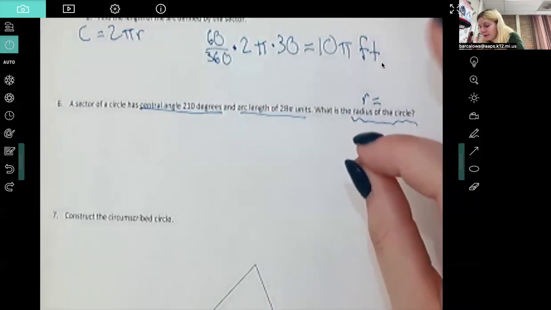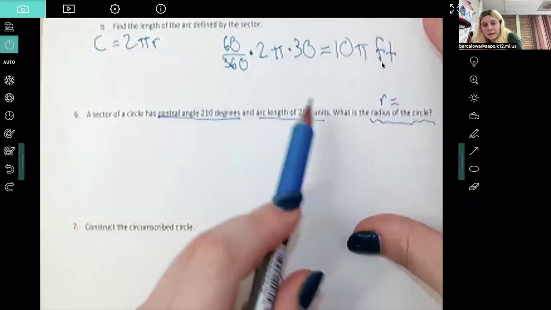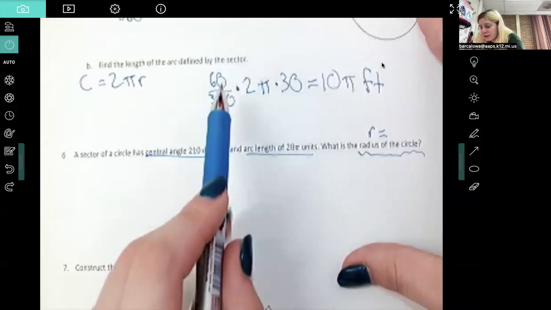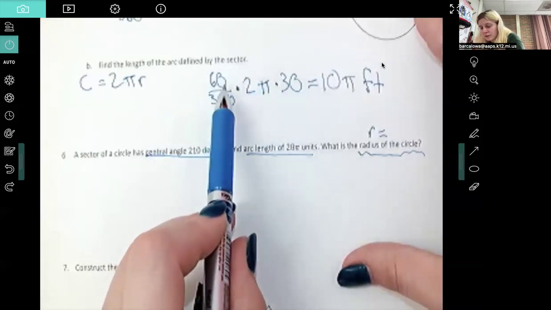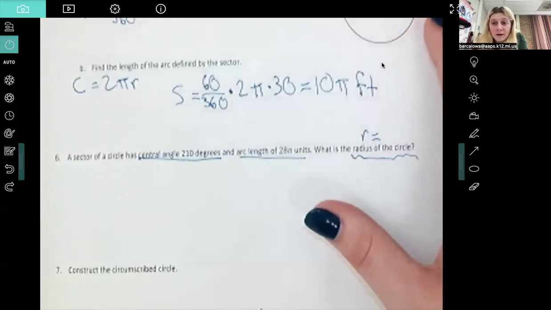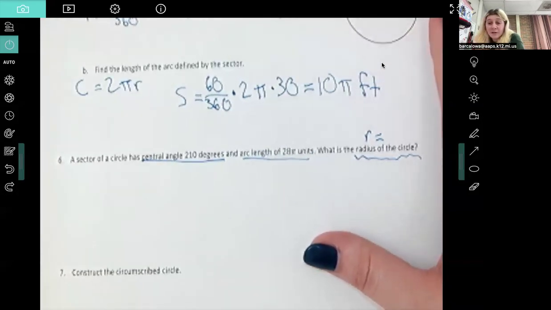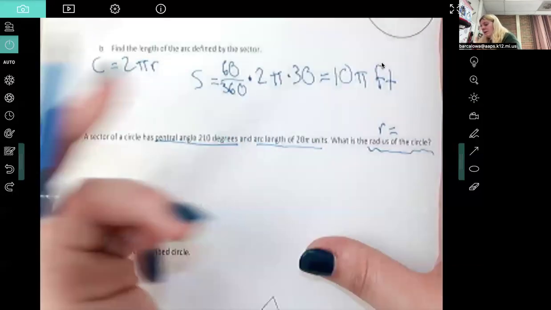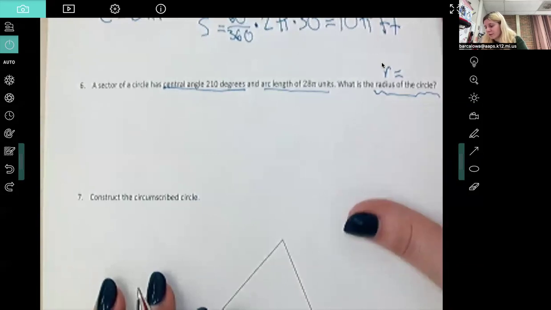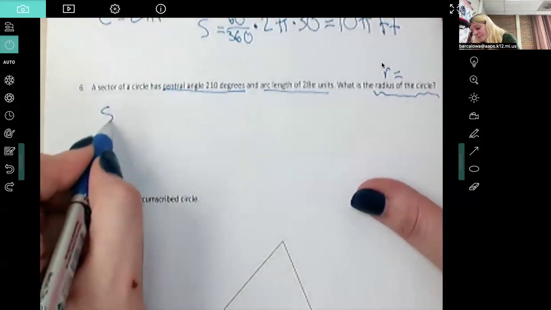So let's think about this. They're giving me an angle and an arc length. Look up here, this was an angle and it gave me arc length. I've been using S with my students. Don't ask me why. We've also been using L. Maybe I'll use L for this one. No, I'll just use S. Sometimes I don't know why they pick these letters. I'm not gonna lie.